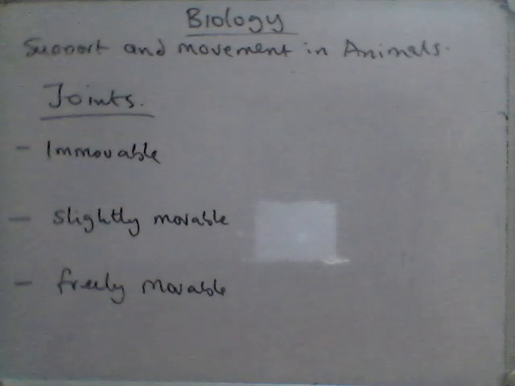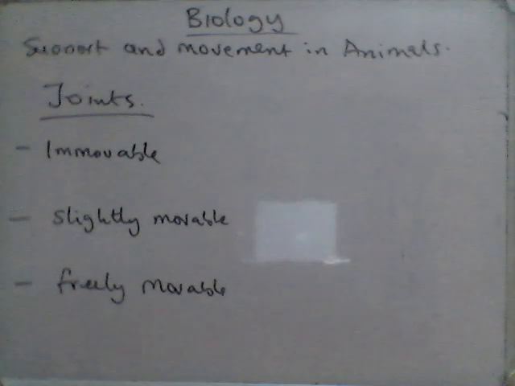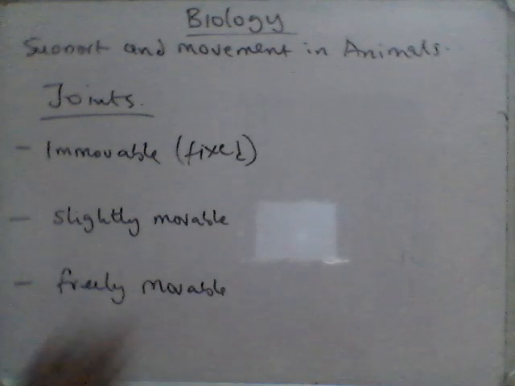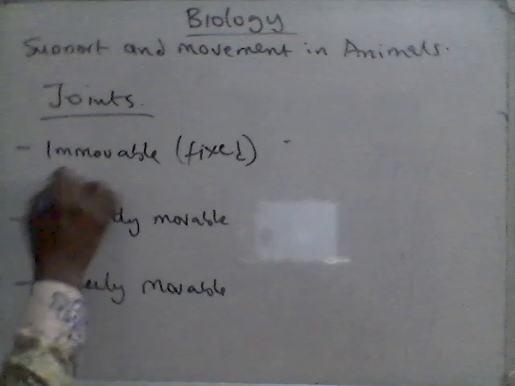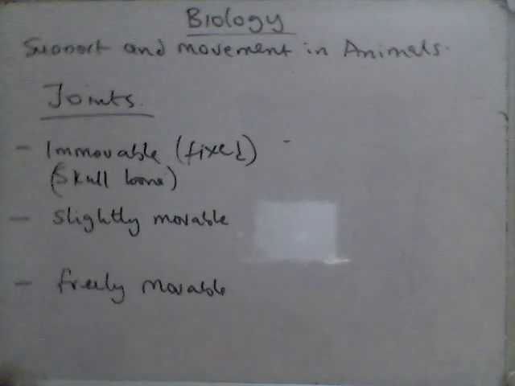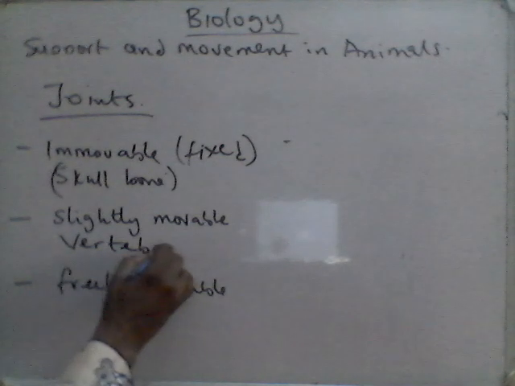Okay, so now we have the joints. The joint is also part of the support system for animals. Joints are junctions where two bones meet. You have types of joints: fixed, slightly movable and freely movable. Fixed, e.g. skull bones, cannot move, but the bones meet at a point. Slightly movable are the vertebrae, where you have the spinal cord.